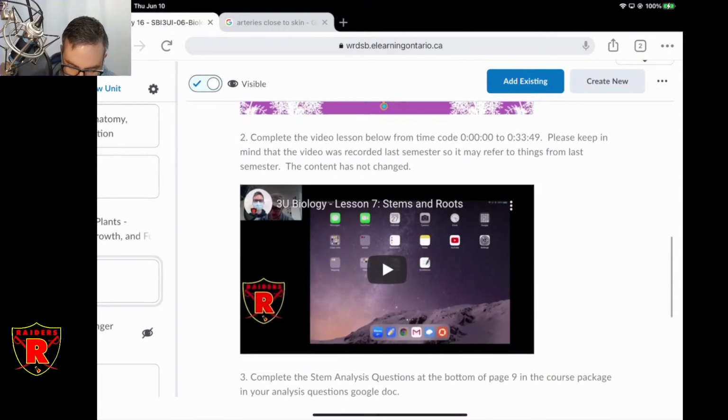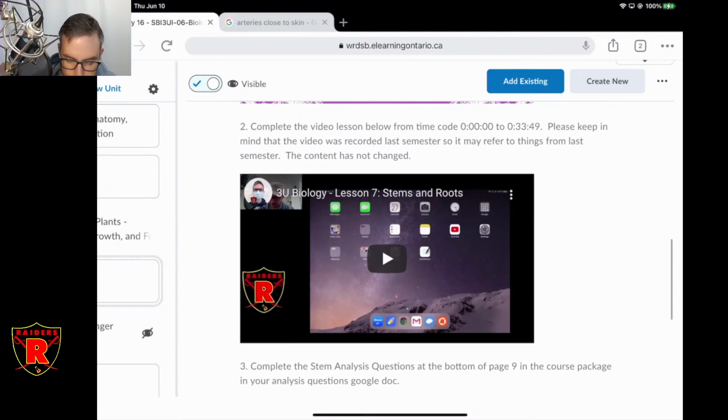Then there is a little video that goes through stems. This is going to talk about the anatomy of the stem. What's in a stem? What types of tissues are in there? How are they laid out? How are monocots different from dicots and gymnosperms? It's going to get into this idea of tree rings a little bit.